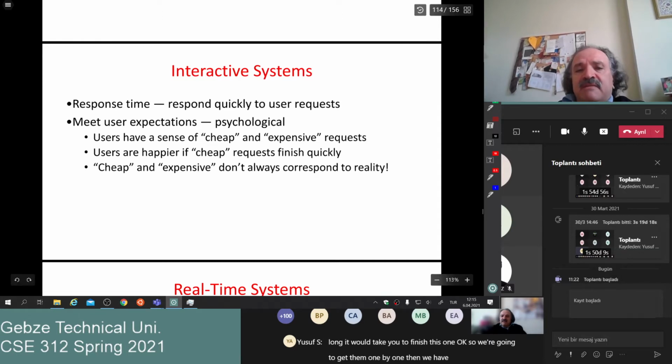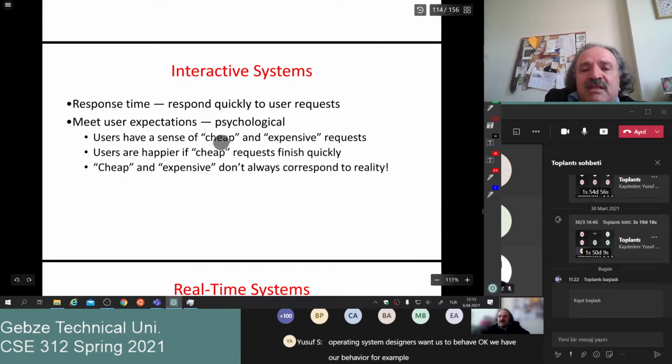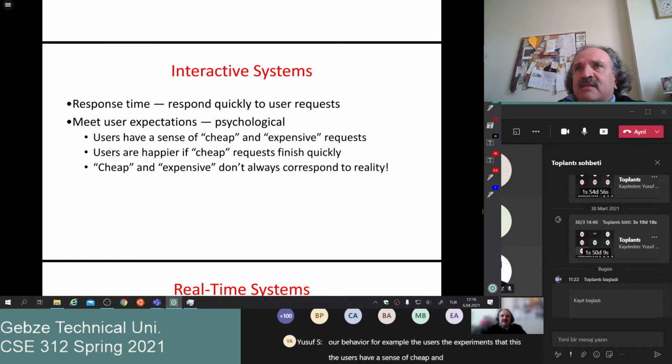Then we have the interactive systems. Response time is important. When I hit a button, people usually have their expectations, and their expectations depend on human psychology, because we are all humans. We don't behave the way the computer scientists or the operating system designers want us to behave. We have our behavior. For example, the experiments showed this: the users have a sense of cheap and expensive requests.